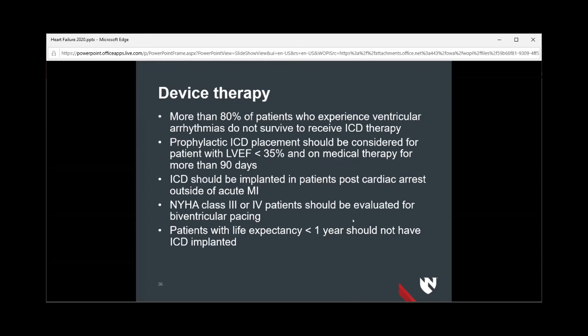NYHA class 3 or class 4 patients should be evaluated for BiV pacing, and that is for patients who have a widened QRS. And patients with life expectancy less than 1 year should not have an ICD implanted based on current guidelines.